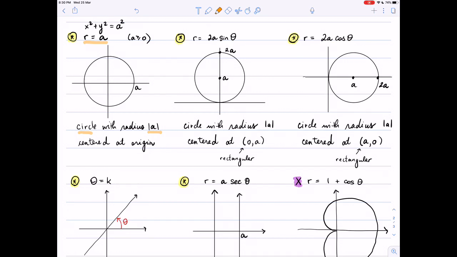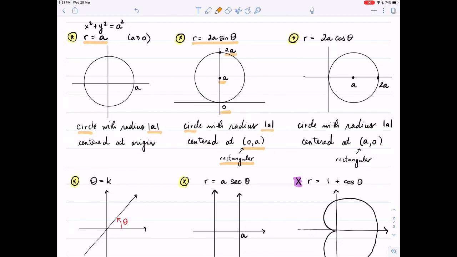We'd graphed two other kinds of circles. One of this form. I don't think we'd given the general form in class, but here it is. R is 2a times sine theta. That again is a circle with radius absolute value of a, but this time it's not centered at the origin. It's centered at the point (0, a), and I'm giving those in rectangular coordinates. Right here's the center of the circle. And if it's radius a, that means it goes from 0 down here at the bottom up to 2a. So radius a, centered at a, that's what you get.